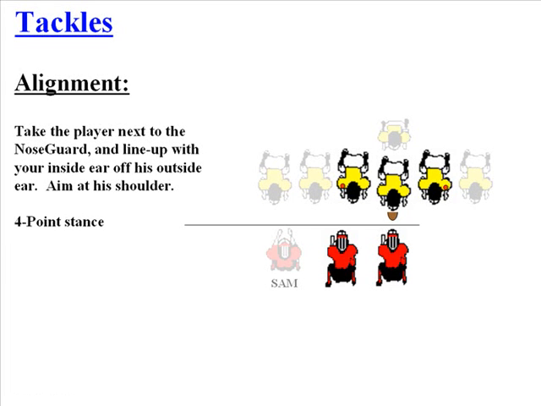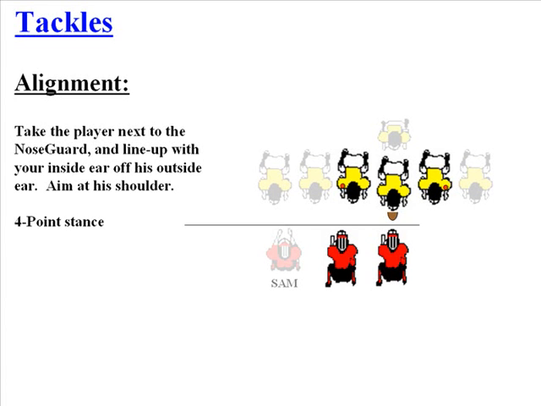Let's now talk about the tackles. How do the tackles line up? All right. If you're a tackle on our defense, you take the player next to the nose guard and line up with your inside ear off his outside ear. You aim at his shoulder. All right? And this is the player you're going to focus on.